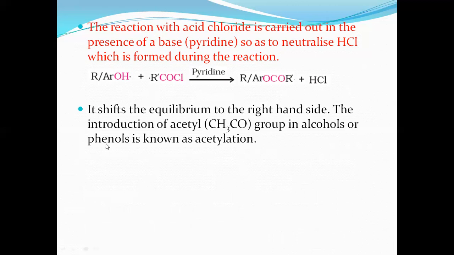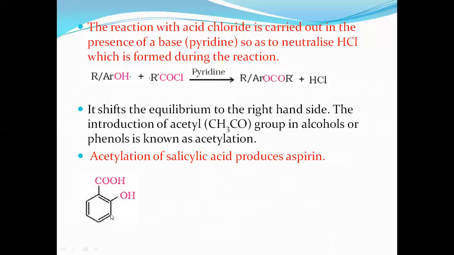The introduction of acetyl CH3CO group in alcohols or phenols is known as acetylation. Here CH3CO is the acyl group. If R dash is CH3, then CH3CO is there. Therefore, the process is also called acetylation. Acetylation of salicylic acid produces aspirin. Important reaction for examination point.